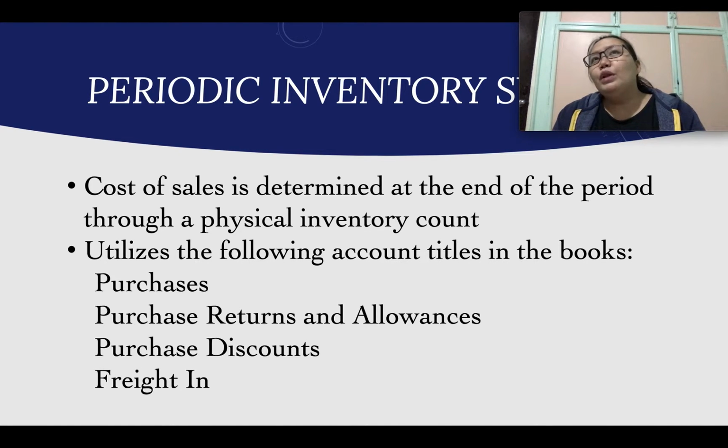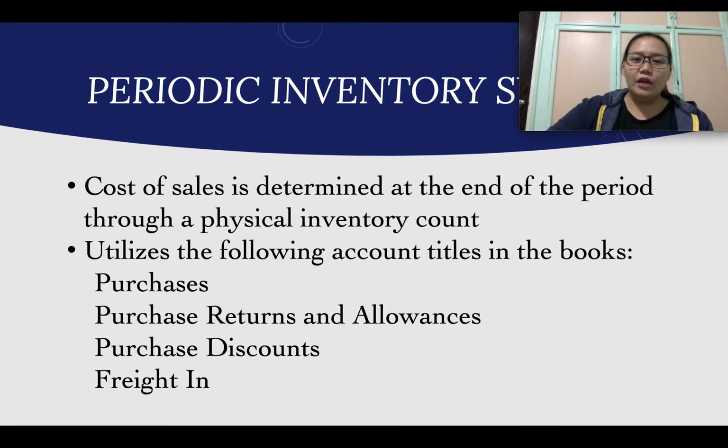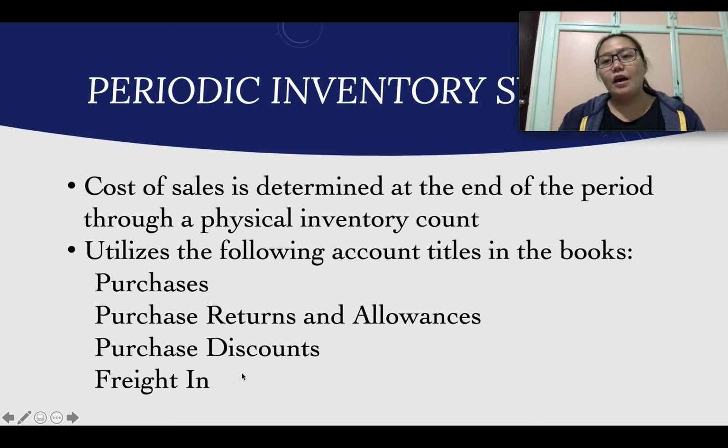So, you will know if the merchandiser is using the periodic inventory system once you look at their chart of accounts or their books, and you find the following account titles. They are using the purchases, purchase returns and allowances, purchase discounts, and freight in accounts. So if you find these accounts in the trial balance or in the books of the business, it means that the company is using the periodic inventory system.